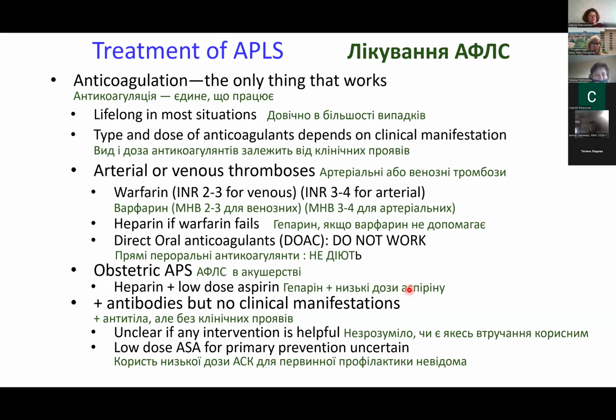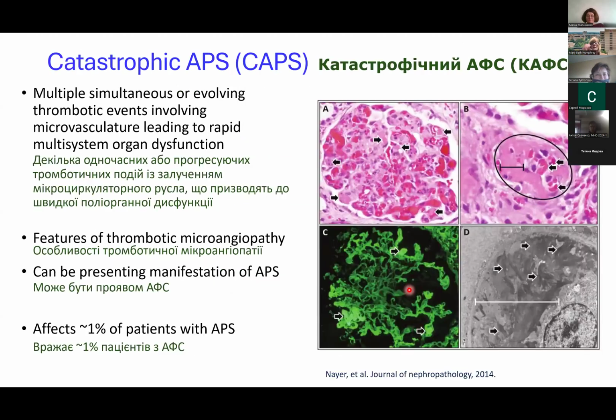Sometimes if we're really worried about the patient, we may put them on low dose aspirin, but some literature suggests that that's helpful as primary prevention. Other literature says it doesn't make a difference. So I think we're really treating the physician when we put the patient on low dose aspirin. So now let's move on to catastrophic antiphospholipid syndrome, or CAPS.